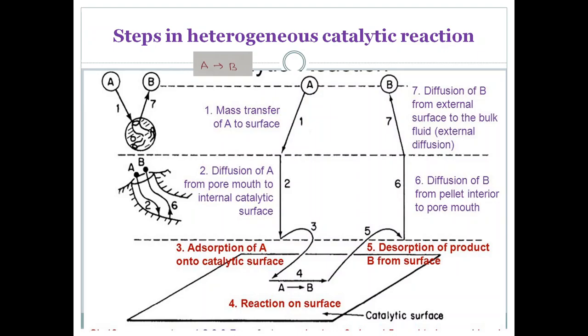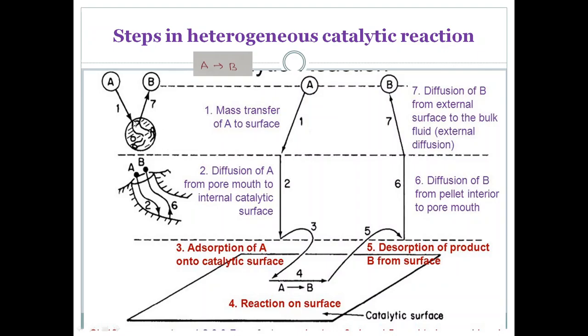Now in this reaction, let's see how many steps are happening. First one is, this is the catalyst surface, and this is solid, and this A is either in gas phase or liquid phase. When A is coming from the gas phase or liquid phase, there will be one hydrodynamic boundary layer. That means there will be one resistance. So A from the bulk to this catalyst surface, there will be one mass transfer. So that is called external diffusion. Step 1, mass transfer of A to the surface. That is called external diffusion.